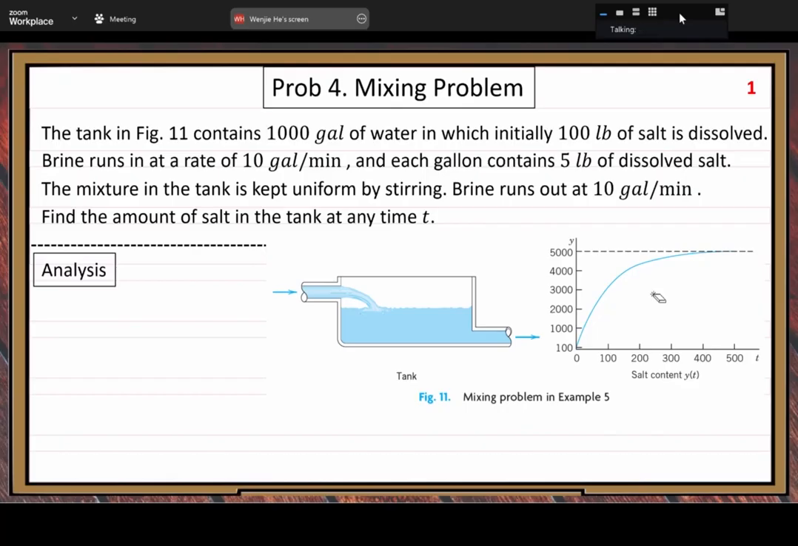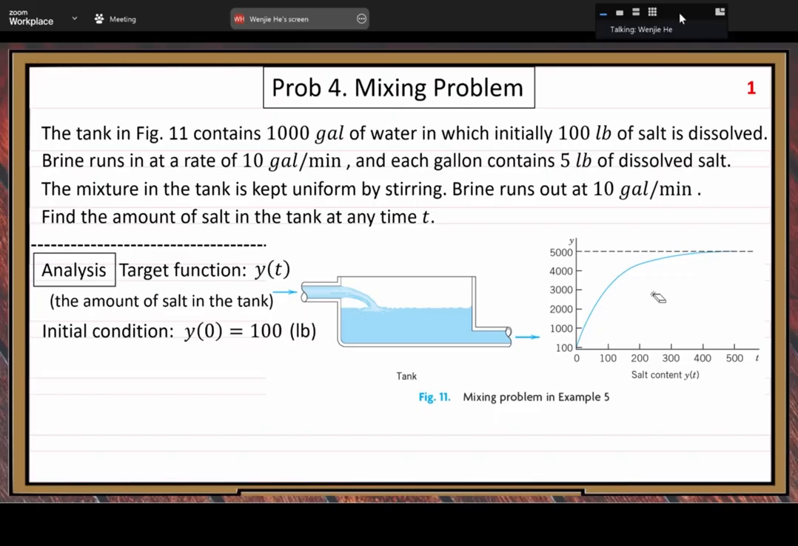Let's do some analysis. Our target function is the y function, the amount of salt in the tank, y of t. Then the initial condition, y of 0 equals 100 pounds. Then modeling: we need to apply some physical law. What law?